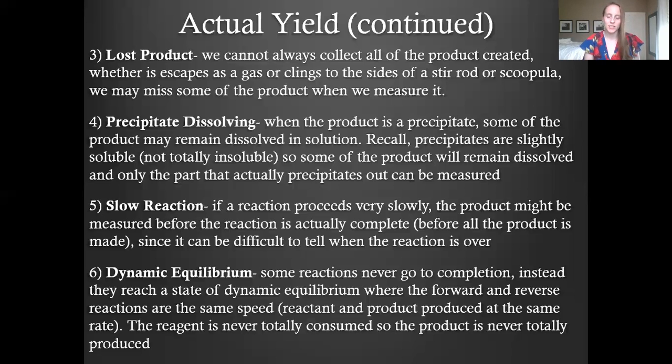You might also have a really slow reaction. And in that case, you might measure the mass of the product before the reaction is actually complete. And you might also have a reaction that never goes to completion and instead reaches a state of dynamic equilibrium where it's moving both in the forward and reverse direction at the same time and speed. And if that's the case, neither of your reactants is ever used up. And therefore you don't make as much product as you would have if the reaction had gone to completion and you had used up one of your reactants.